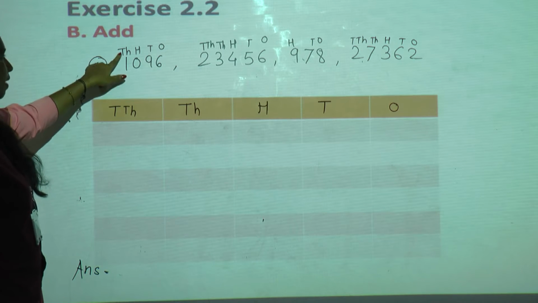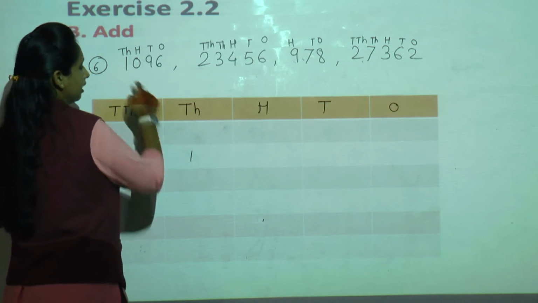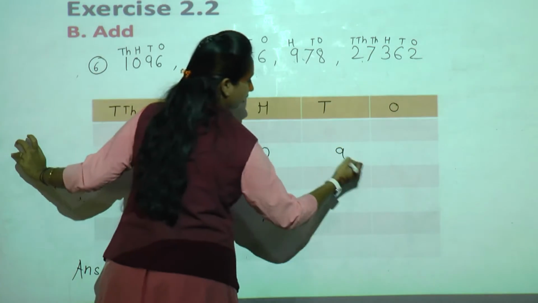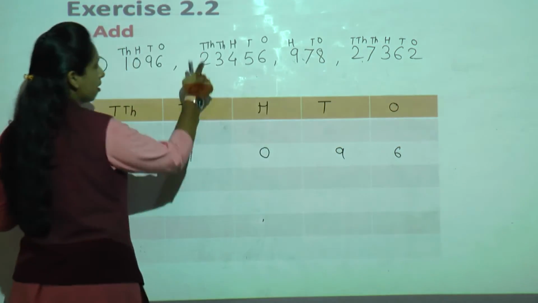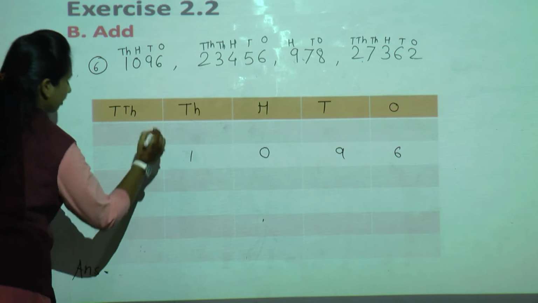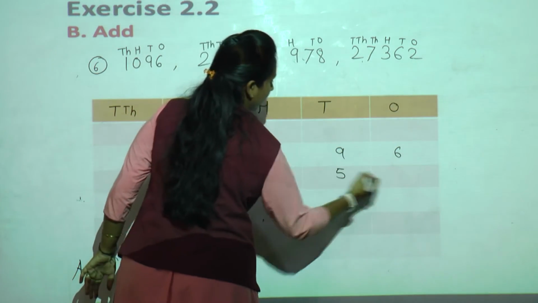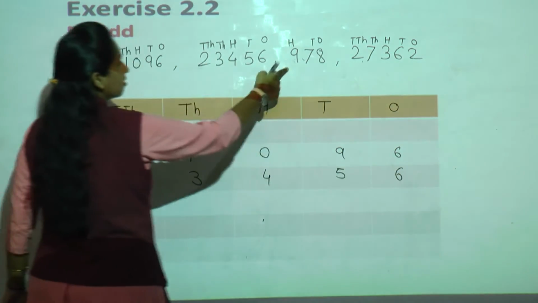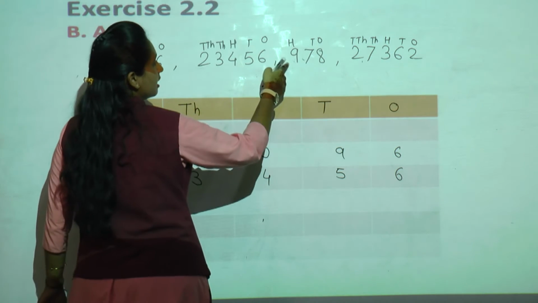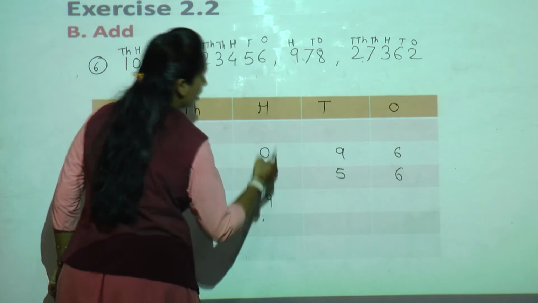See, where is 1 on thousands place? I will write 1. One box we have to leave for carry. 0, 9, 6, and this number starts from 10,000s place. So I can directly start from 10,000s place. 2, 3, 4, 5, 6, and the next is 978. 900 starts from hundreds place. So start writing from hundreds place.